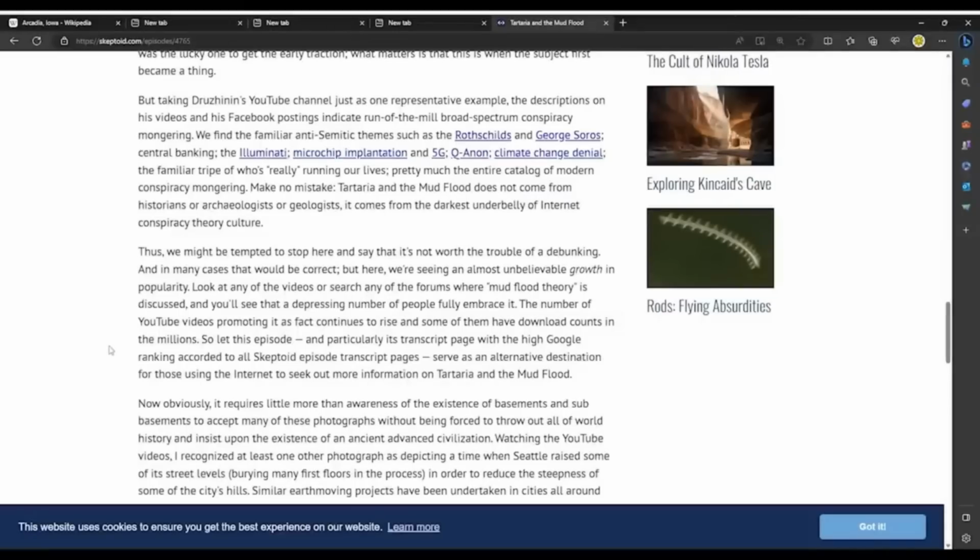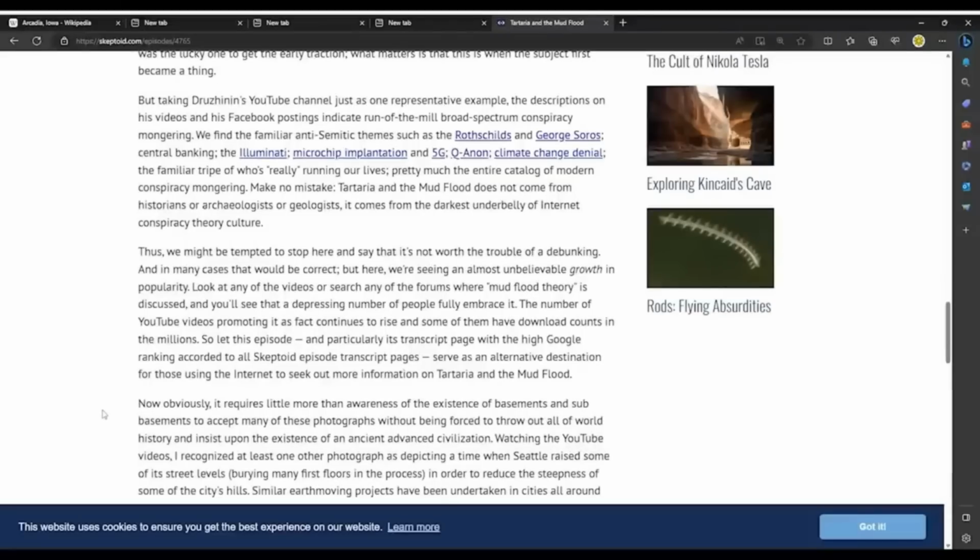So let this episode, in particular its transcript page with the high Google ranking according to all Skeptoid episode transcript pages, so now we're just talking about numbers and that proves everything. Where have I heard that before? Serve as an alternative destination for those using the internet to seek out more information on Tartaria and the mud flood. Yes, the Skeptoid site seems very legitimate. Now, obviously, it requires little more than awareness of the existence of basements and sub-basements to accept many of these photographs without being forced to throw out all of world history and insist upon the existence of an ancient advanced civilization.